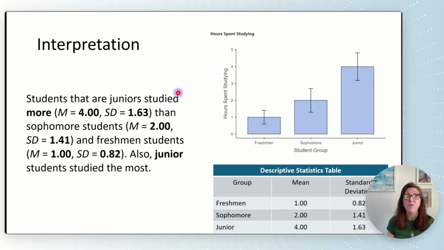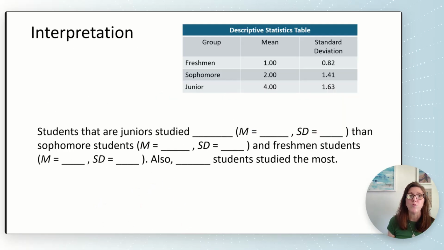And this can be really helpful in determining our interpretations, because when we're looking at interpretations in assignments, this is often what we're faced with. We'll have some blanks. We need to fill in the blanks. These are the values that we're going to fill in, and then we need to make an assessment. So students that are juniors studied blank, then we provide the mean and standard deviation. What are we putting in here? Well, we put in more. We could have said higher, greater, whatever the value is, because 4 is higher than 2 and higher than 1.